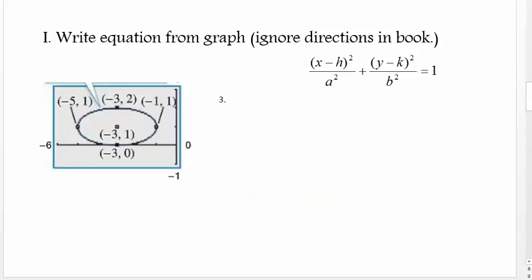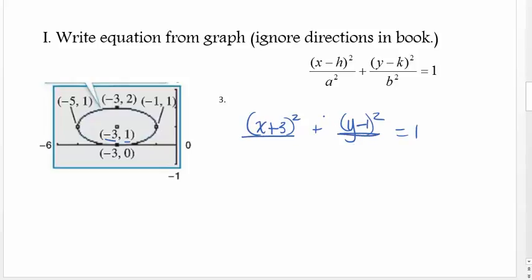One more example. Again, start with the center. Look, they gave us the center right here at negative 3 and 1. So I'm going to do x minus h. So it's minus negative 3 makes it plus 3, plus y minus k, so it's going to be negative 1, equals 1. So let's figure out what a and b are.